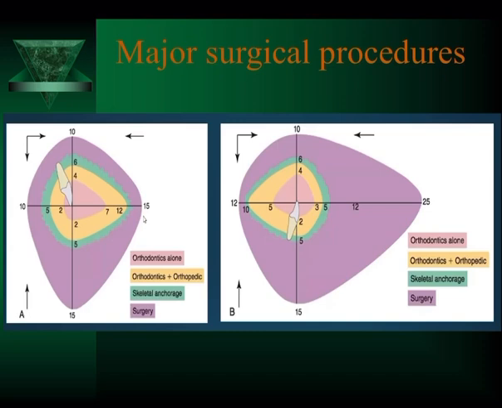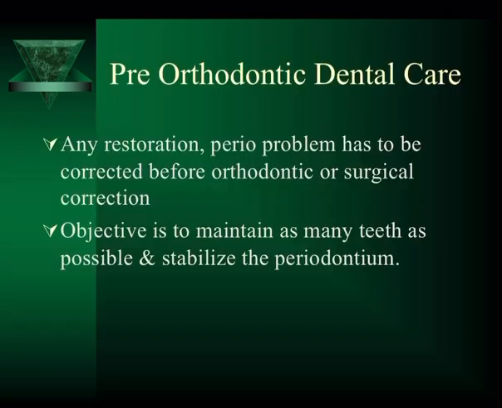This is Epker's modification of the envelope of discrepancy, wherein there are 4 envelopes. The 4th envelope includes skeletal anchorage as well.